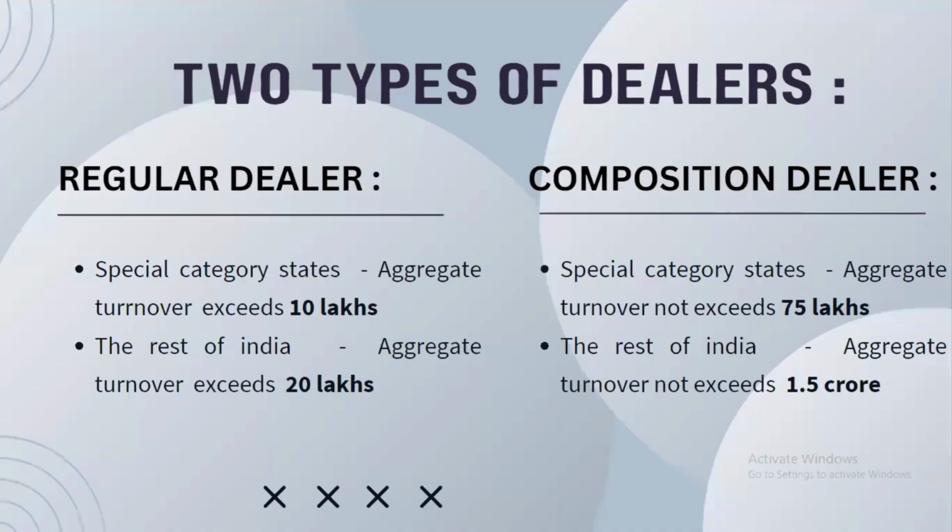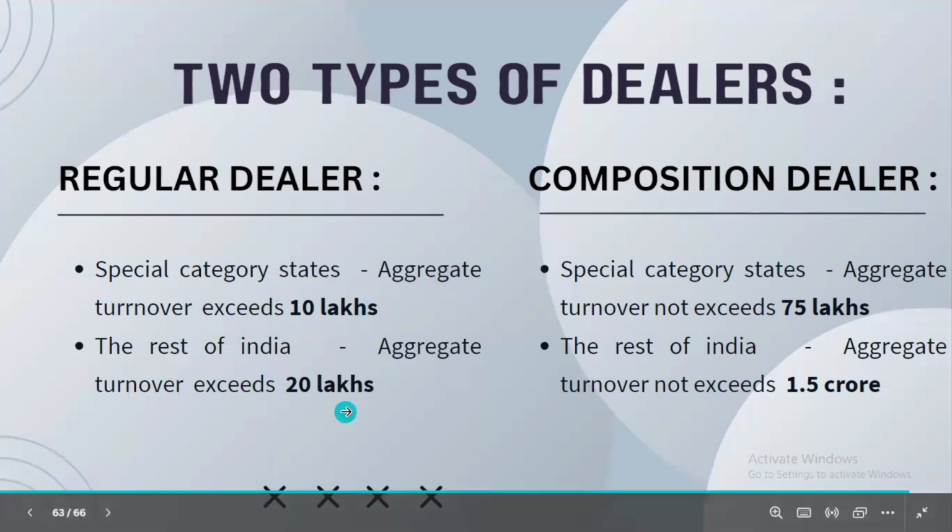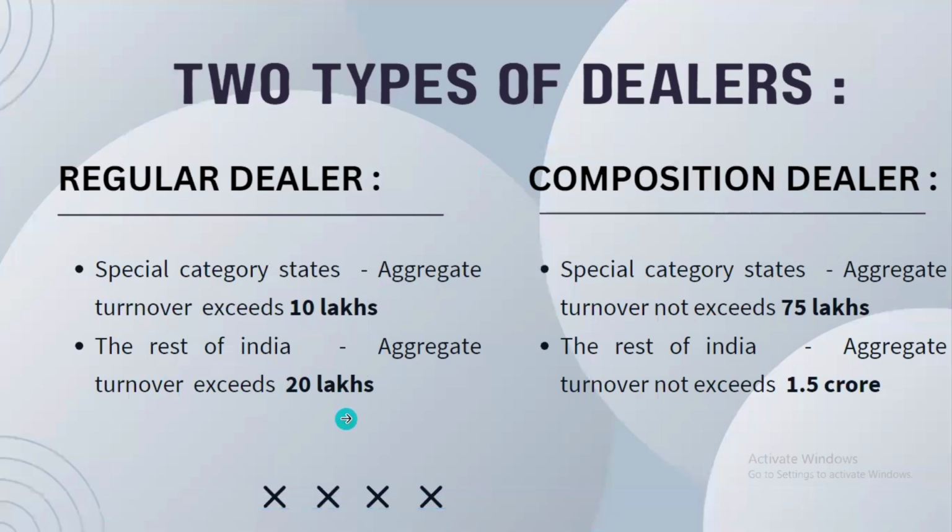Coming to types of dealers. There are two types of dealers in GST: regular dealer and composition dealer. Who is a regular dealer? Every businessman or individual whose turnover exceeds the limit. For special category states, the aggregate turnover exceeds 10 lakhs, and for the rest of India and remaining states, the aggregate turnover exceeds 20 lakhs. Anyone whose turnover exceeds these limits shall get registered under GST as a regular dealer.